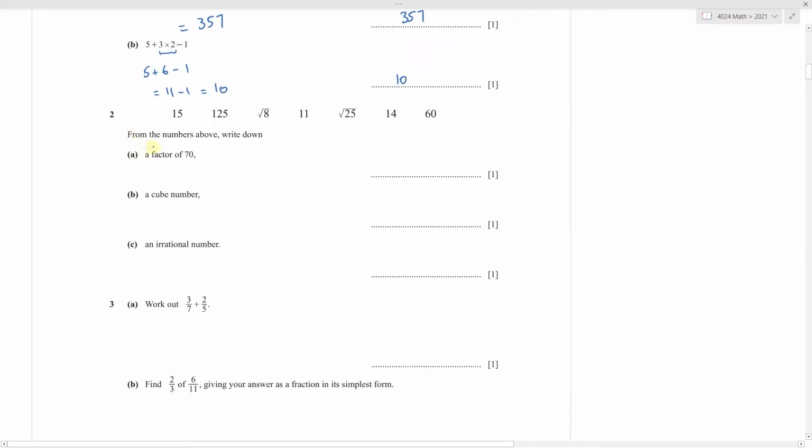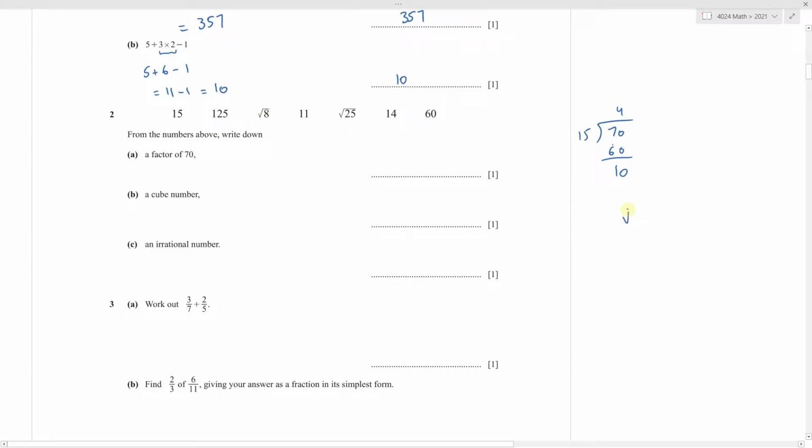Question number 2. From the numbers above, write down part A, a factor of 70. So let's see if 15 is a factor of 70. If you divide 70 by 15, 15 times 4 is 60, remainder 10. So it doesn't divide completely. You have a remainder here, so 15 is not a factor. 125 cannot be a factor of 70 because it is greater than 70.